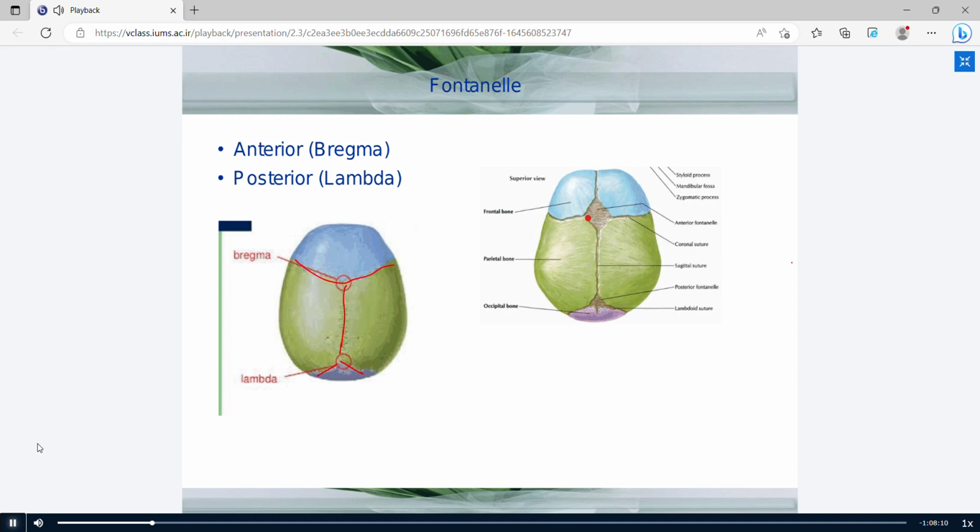These locations, bregma and lambda, are still soft tissue even after birth, and they must be closed within 1 year of birth.